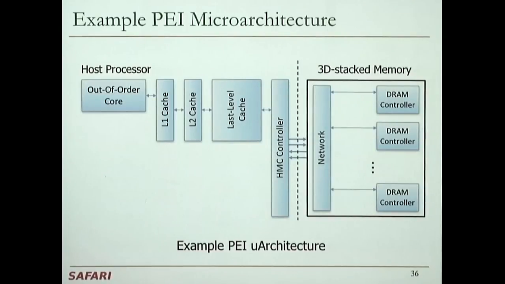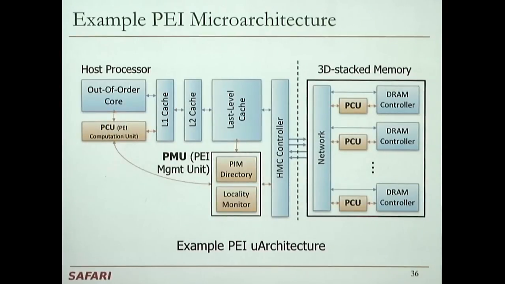OK. So let's take a look at an example microarchitecture to execute this. This is, again, not a final thing, but an example one. Basically, you have an out-of-order core. You get a PIM-enabled instruction. And you check using this locality monitor. The question is, where should you execute this instruction? If this locality monitor, a prediction mechanism, says execute it in the processor because it's in the cache, then you execute it in the PIM computation unit, just like another PEI computation unit, just like an adder, for example, inside the machine. You could actually execute it on the same adder.